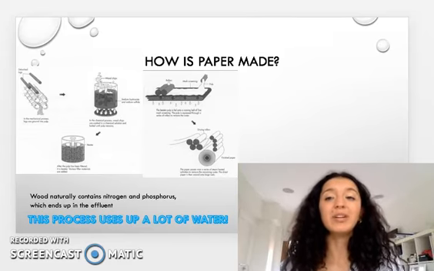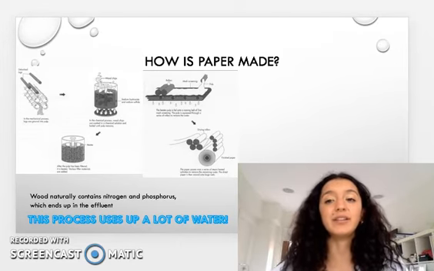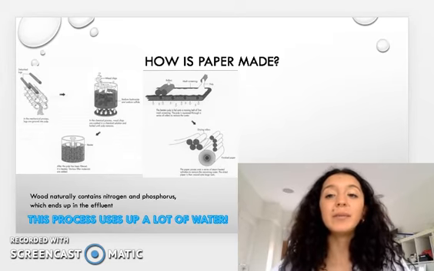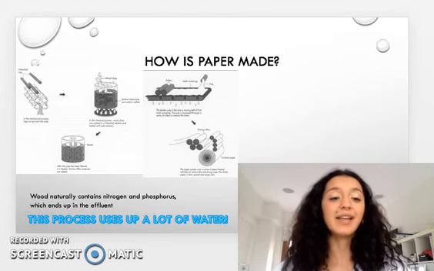This is relevant because wood naturally contains phosphorus and nitrogen, which inevitably will end up in the discharged waste. So controlling the amount of nitrogen and phosphorus in the water is extremely important.